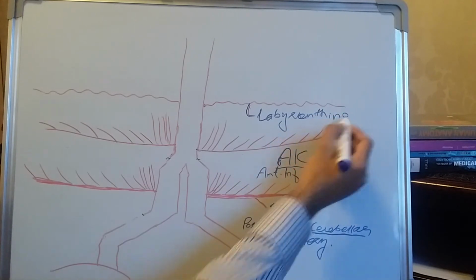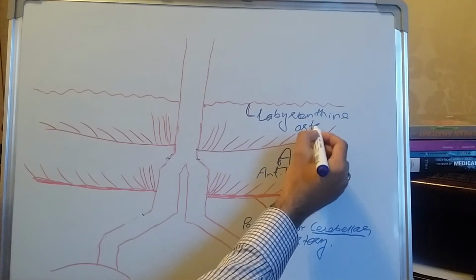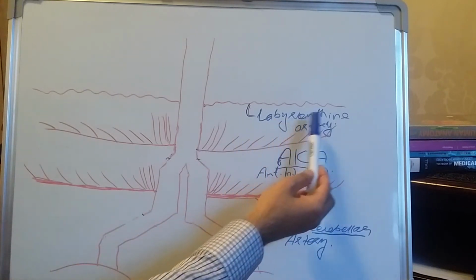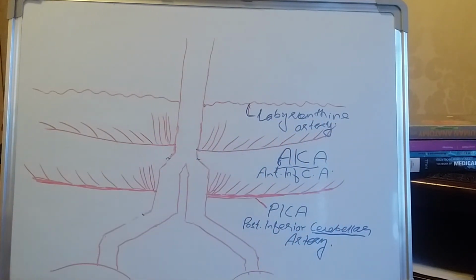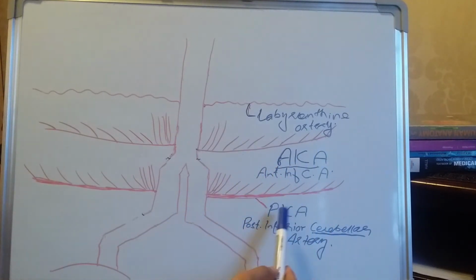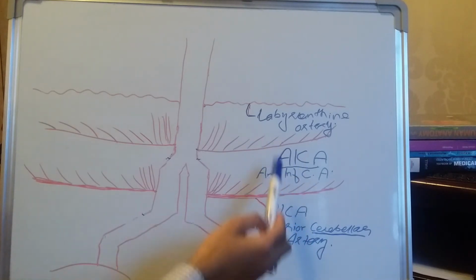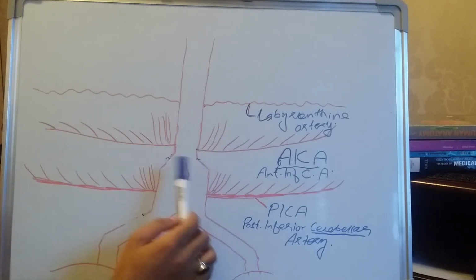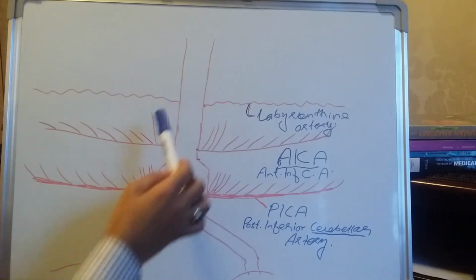Labyrinthine artery. Sorry, my writing is not so good here, so it is a bit difficult for you to understand, but I am saying that it is the labyrinthine artery. It provides blood supply to our ear. The anterior inferior cerebellar artery and posterior inferior cerebellar artery provide blood supply to the cerebellar region, and also to the lateral side of the medulla oblongata and the lateral side of the pons of our brainstem.